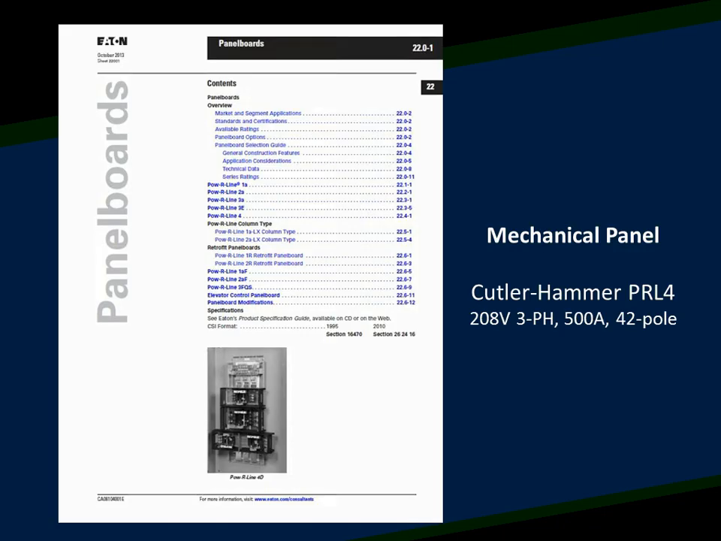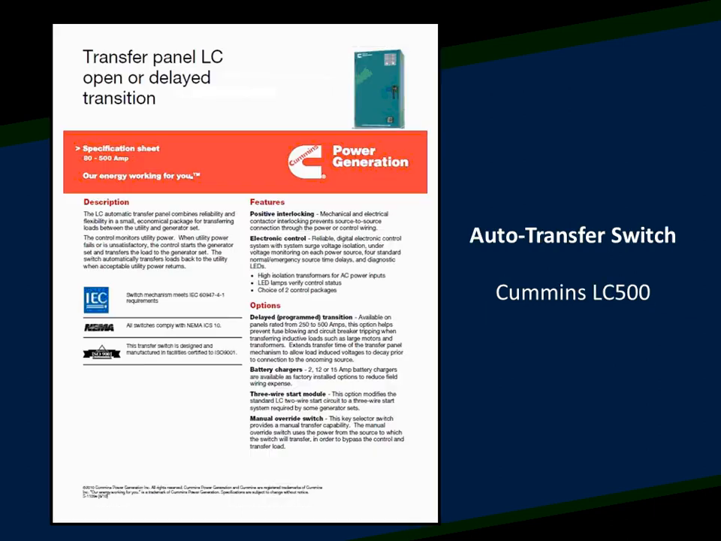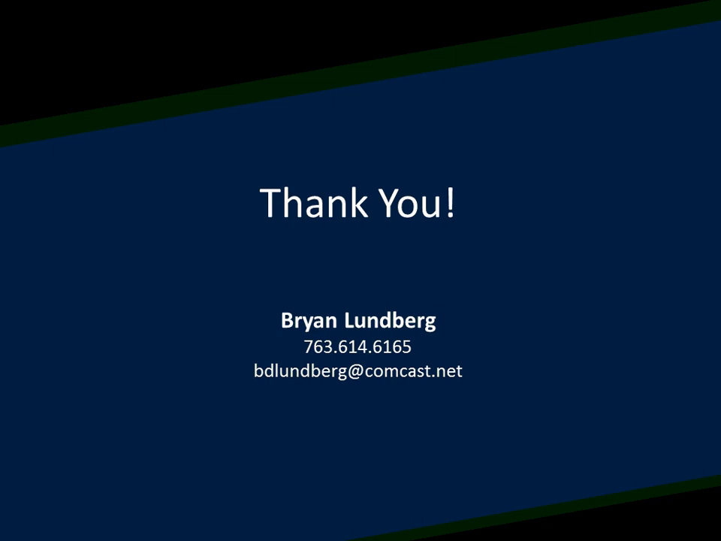And I'll take a look at my equipment cut sheets. For the mechanical panel, I got the Cutler Hammer PRL4, 208 volt, three phase, 500 amps, and 42 poles. And then my receptacle panel is a Cutler Hammer PRL1A, 208 volt, three phase, 100 amps, and this one had 60 poles. And then the auto transfer switch was a Cummins LC500. And that's basically what I got for my cut sheets.